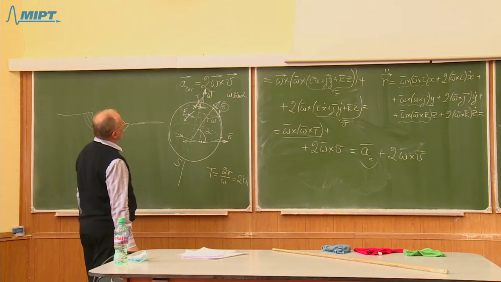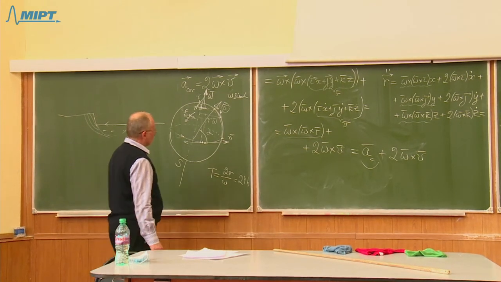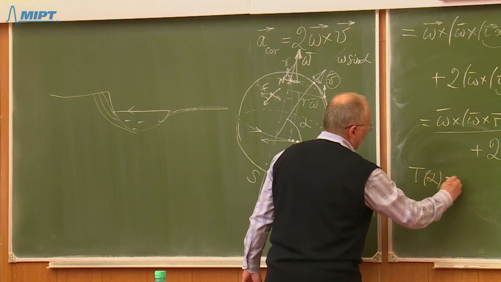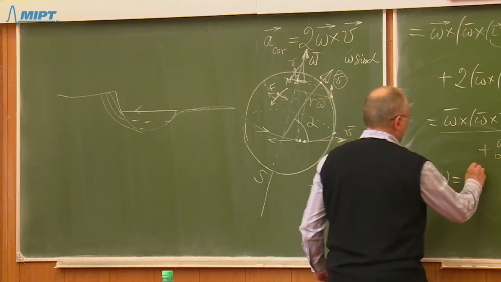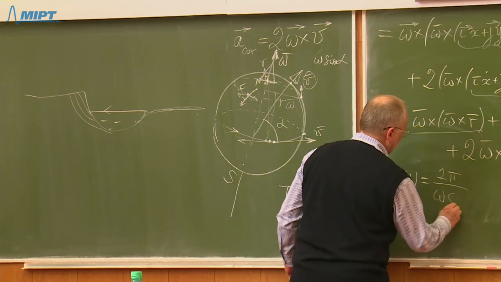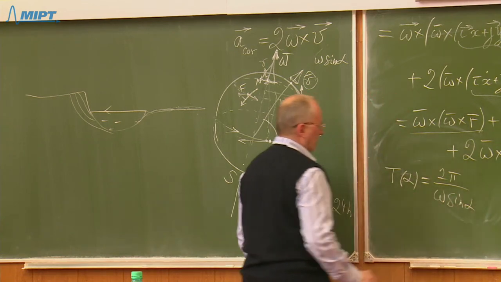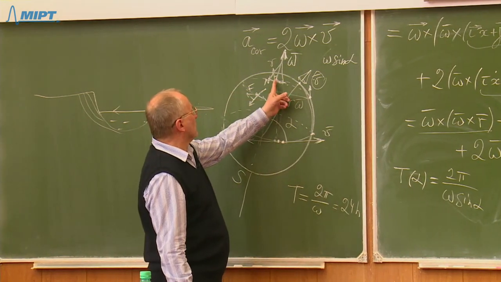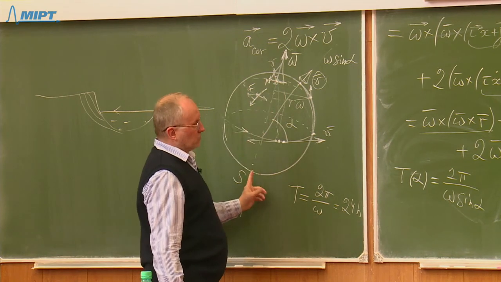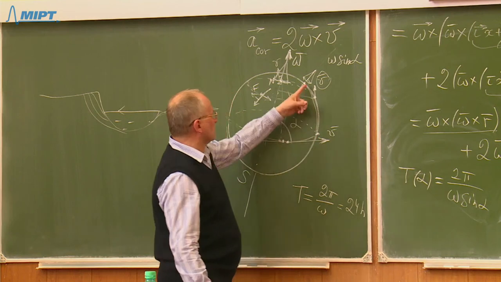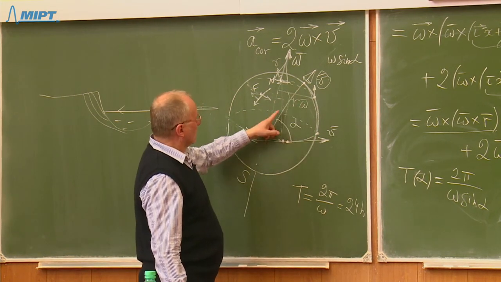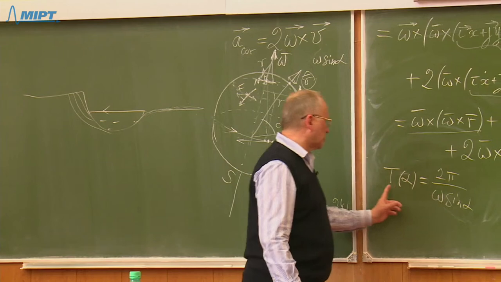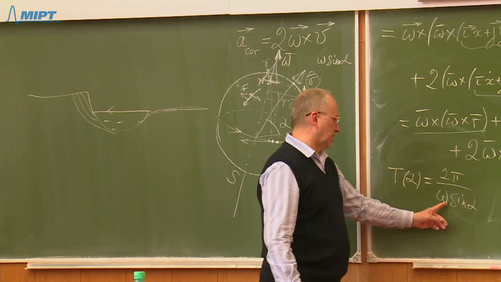And therefore the period as a function of latitude will be determined by the same formula, but instead of omega, we must take omega sine alpha. It will not be 24 hours. 24 hours is true only for the pendulum located at the North Pole or at the South Pole. But if the pendulum is located at some arbitrary latitude, then the period will be larger, because sine alpha is always less than unity.